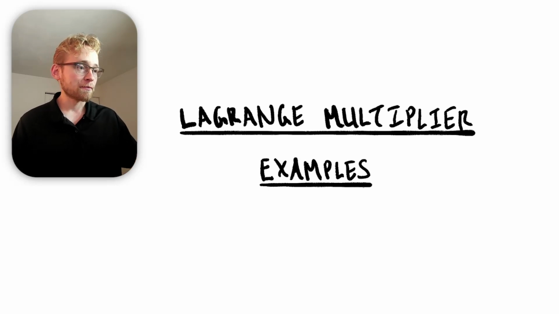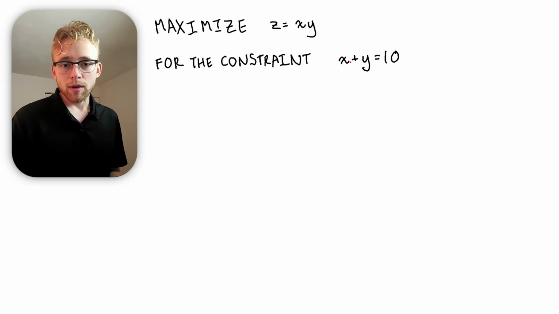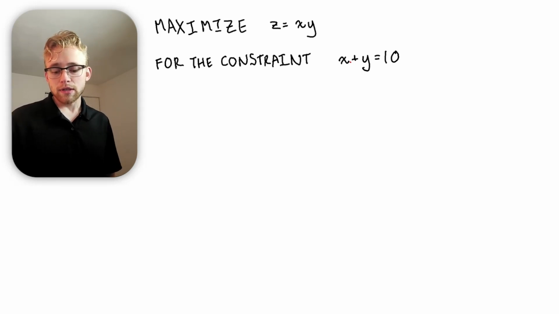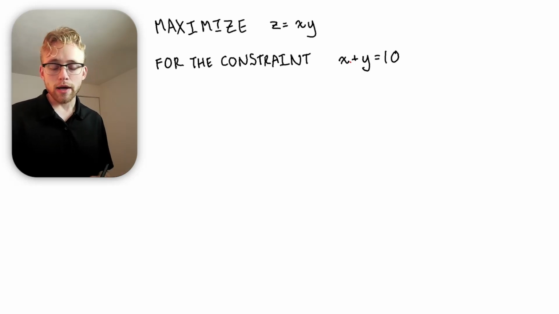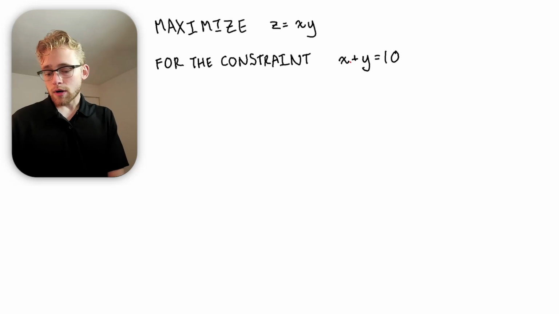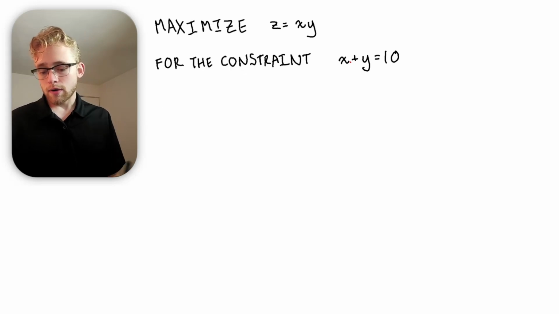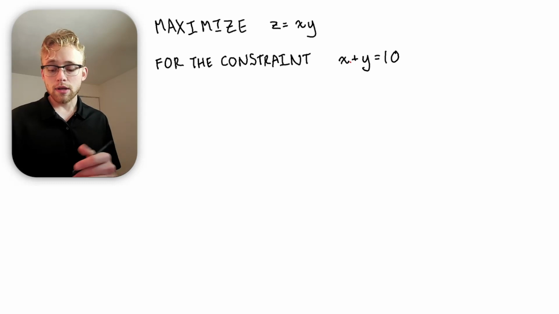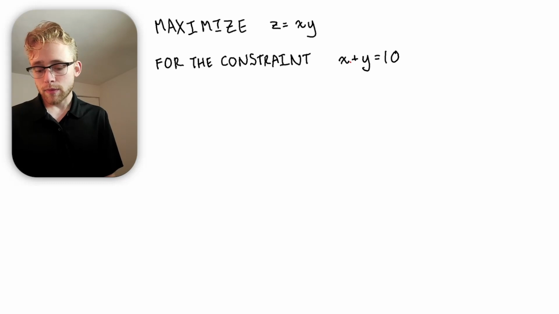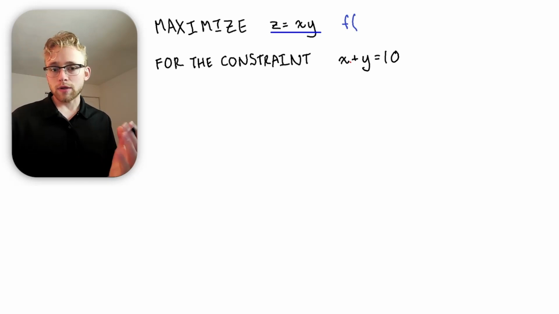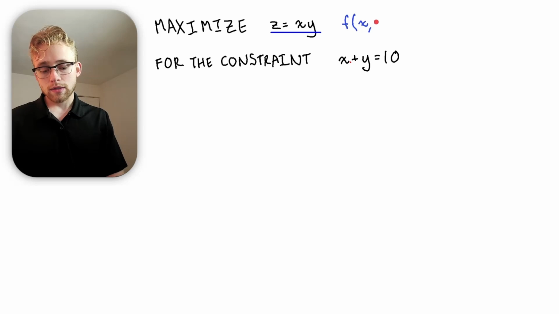Let's get into it. All right, for our first problem, we're going to maximize the function z equals x times y for the constraint x plus y equals 10. Now let's specify our functions for the cost function and for the constraint function. The cost function is just this one right up here. And z is just a function of x and y, so f of x, y equals x times y.